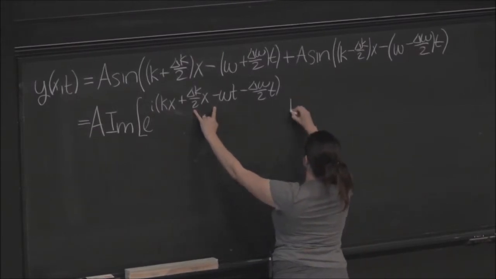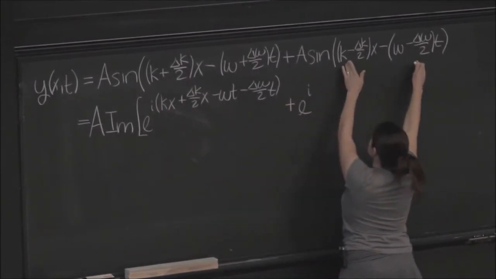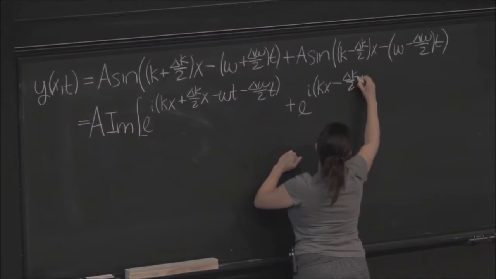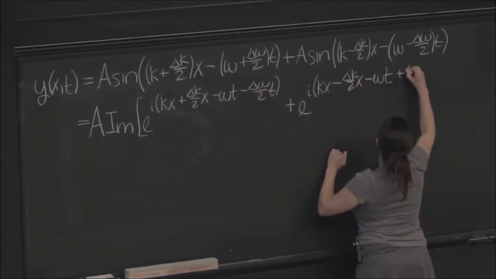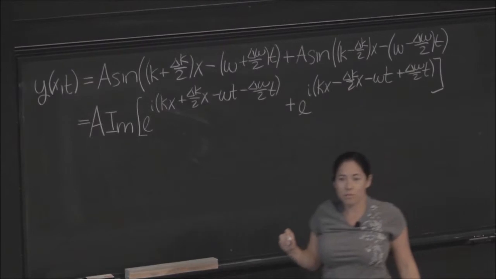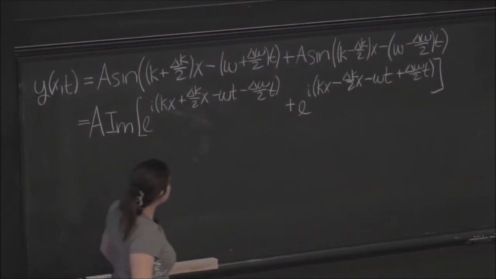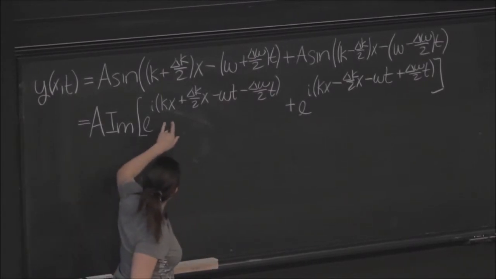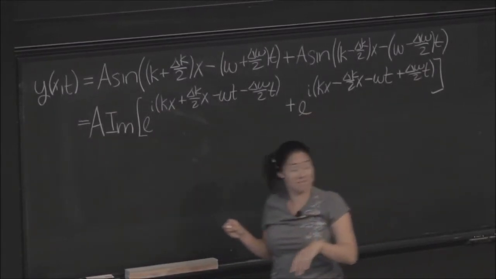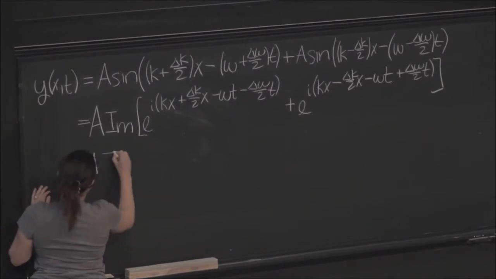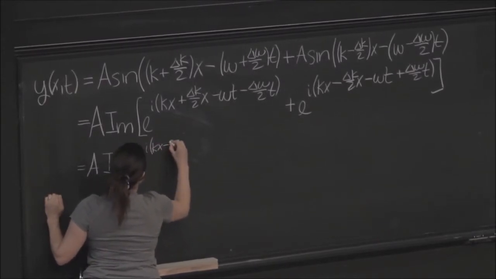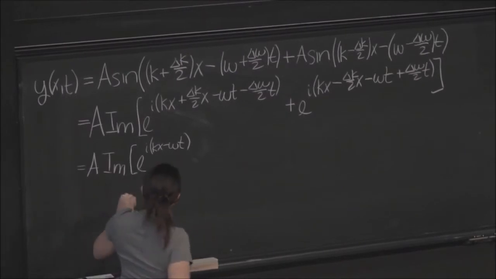Okay, so that's the first term, plus e to the i (kx minus delta k over 2 x minus omega t plus delta omega over 2 times t). The reason that complex exponentials are nice is we can look and say, do they have anything in common? It looks to me like they both have an e to the i (kx minus omega t), so I'm going to pull that out. So they all have an e to the i (kx minus omega t). Now, what's left over?